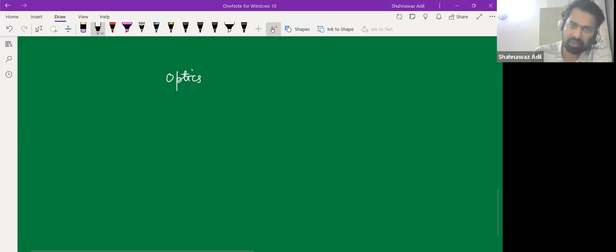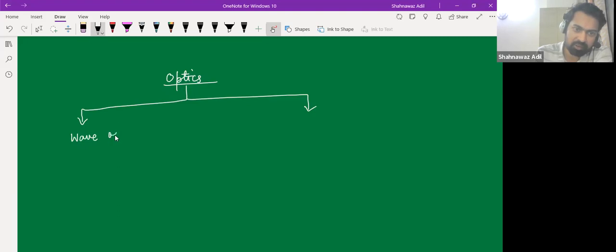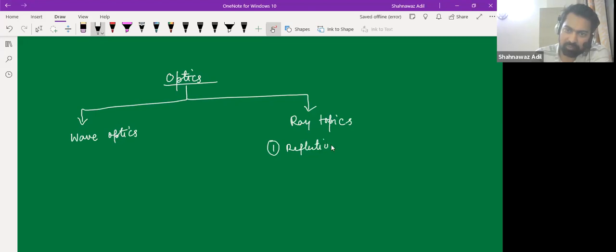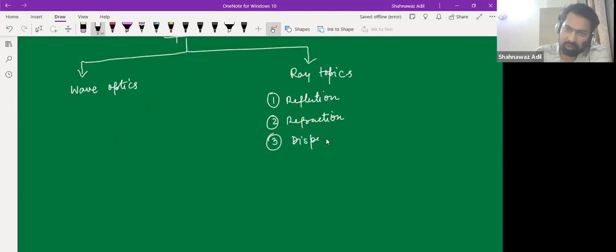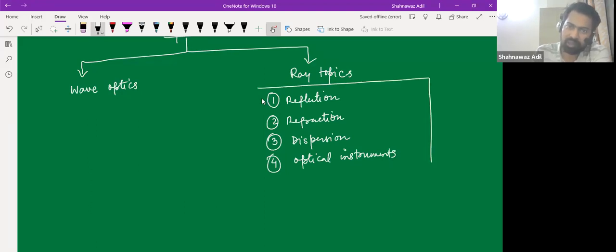Okay, so in optics, what do we learn? There are two parts of optics. One is wave optics, and the other is ray optics. So in ray optics, we learn about reflection, refraction, and the third thing is dispersion, and the fourth is optical instruments. So these 4 things we will do in ray optics.